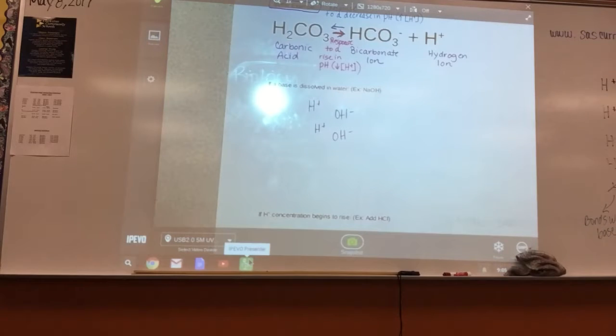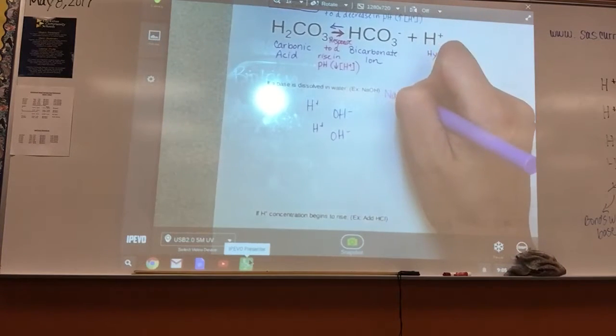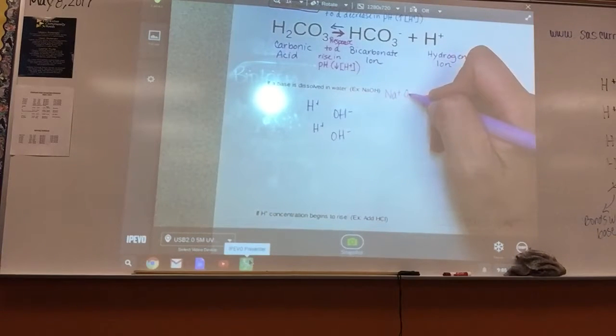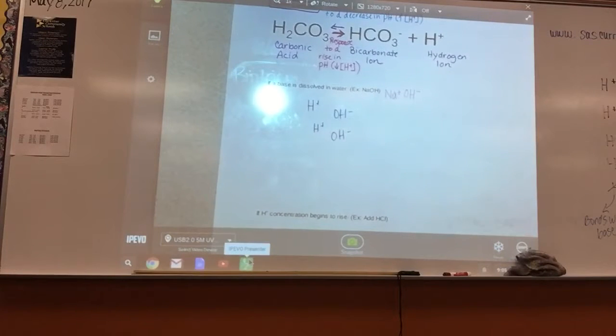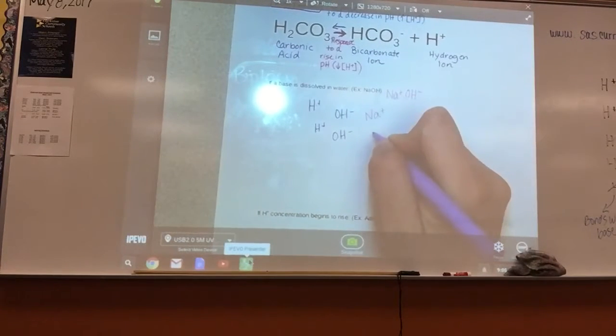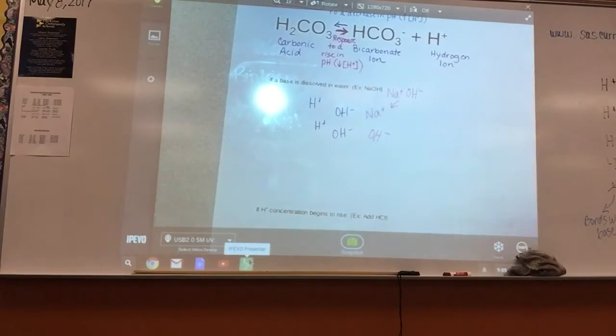Now I'm going to add sodium hydroxide. I'll pick a different color here. So sodium hydroxide is Na plus, and can you guys see this purple, okay? Yeah, okay. OH negative. So that's the ionic compound there. And so when we add that to water, it dissociates. So you're going to have Na plus and OH negative. So pretending we're adding that to water, that's what happens.